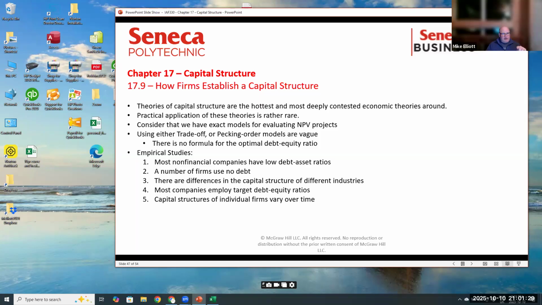There are some financial and non-financial companies that use no debt at all. Industries tend to clump. The capital structures within industries tend to be relatively similar. But between industries, significant differences.